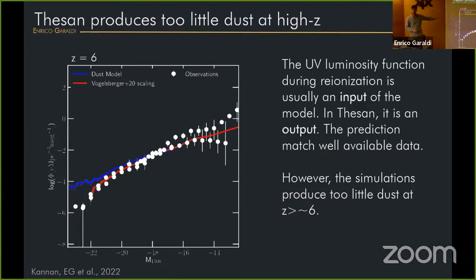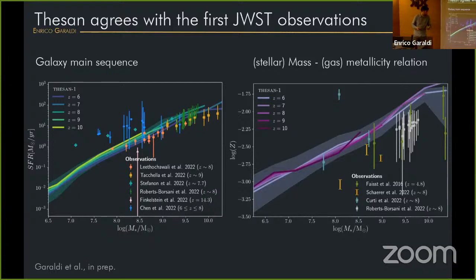I mentioned these plots were made before JWST, so very quickly, how do we compare with JWST observations? This is very preliminary, because all these points that come from JWST will probably change. JWST is still in the process of being fully calibrated and the reduction pipeline adjusted, but we seem to do pretty well. This is the galaxy main sequence, star formation rate versus stellar mass at 5 different redshifts from 6 to 10, and we seem to go through most of the observations with the exception of this blue data point. This is a stellar mass to gas metallicity relation. We seem to do a little bit worse here. We are a little bit high. I don't have an answer yet.